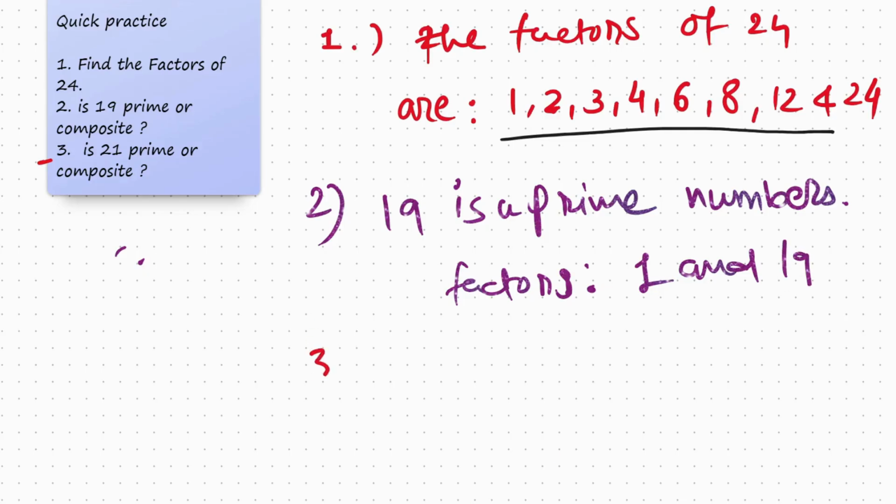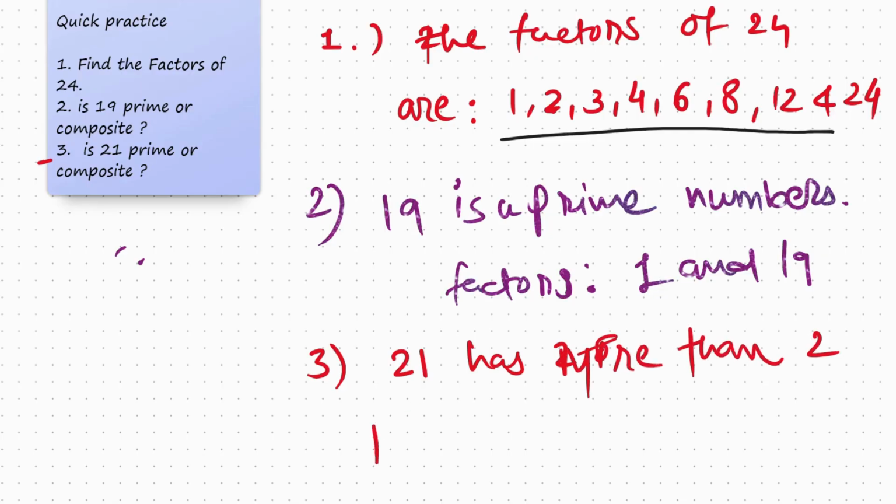Now the next question: is 21 prime or composite? So yes, 21 has more than two factors: 1, 3, 7, and 21. Since it has more than two factors, 21 is called a composite number.